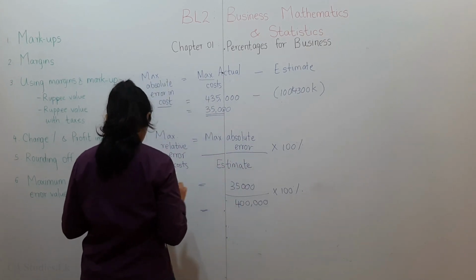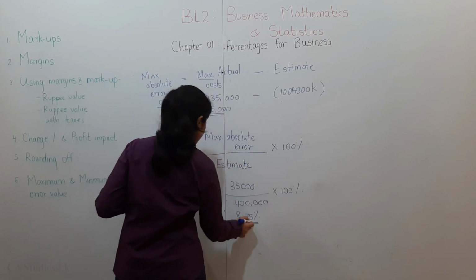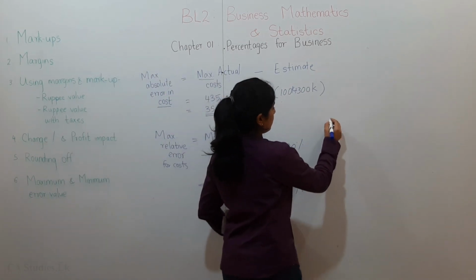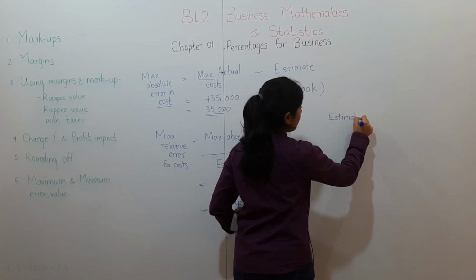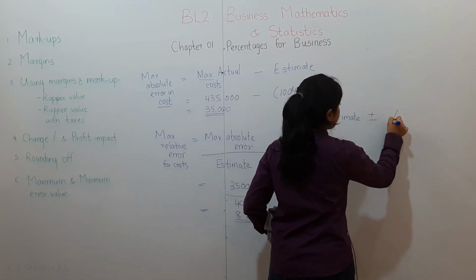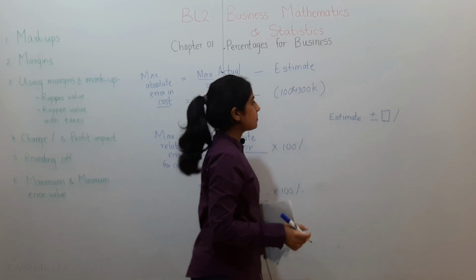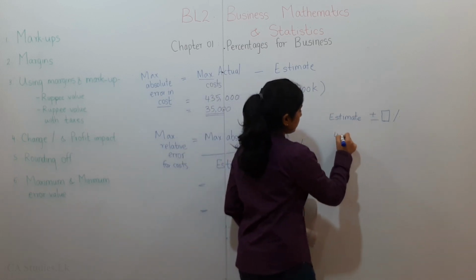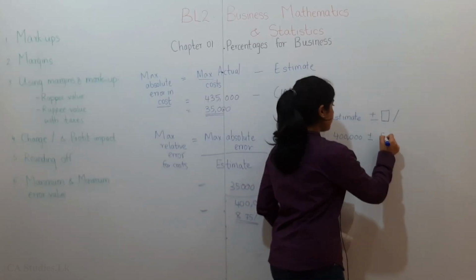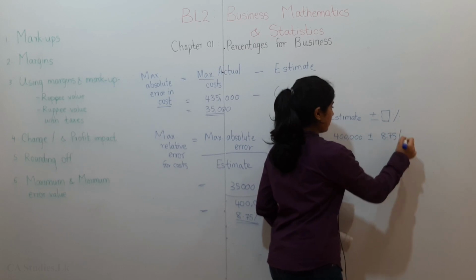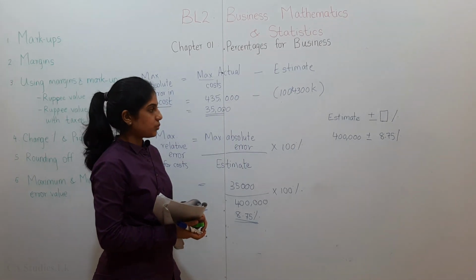So your value is 8.75%. So how do you express? You express it like this, write down. You can write down as a formula: estimate plus or minus the percentage value. This one you should fill. So what is our estimate? 400,000 plus or minus 8.75%.